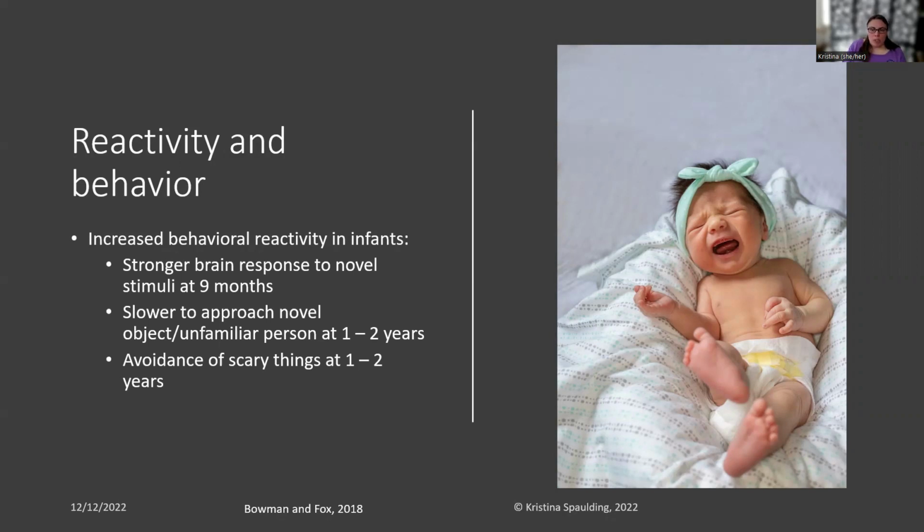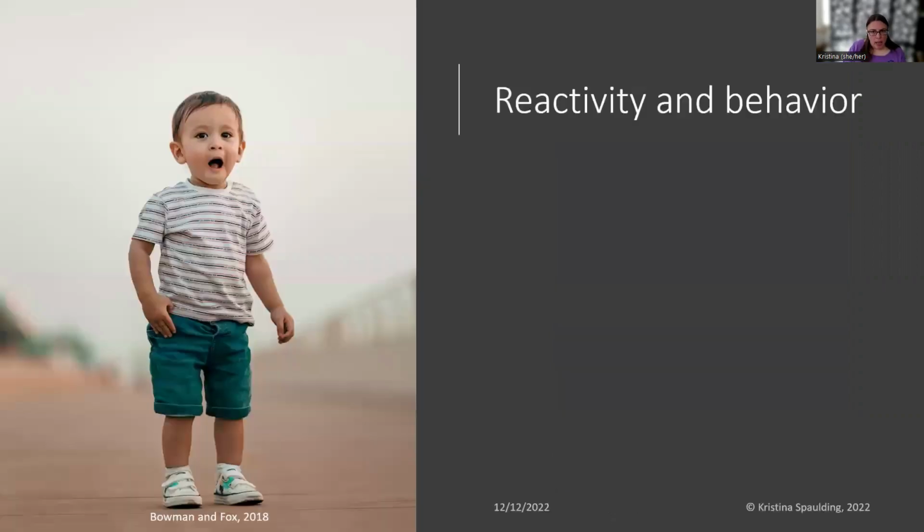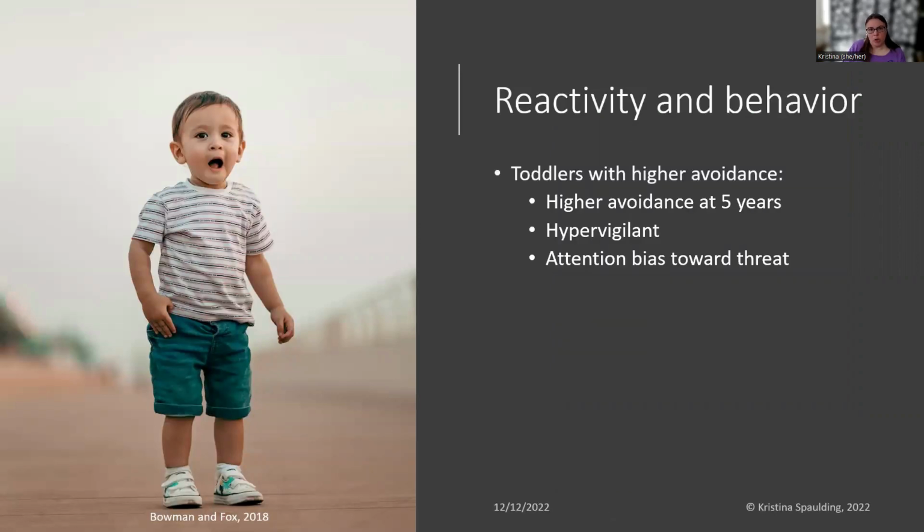Also, toddlers that had higher avoidance showed higher avoidance at 5 years of age. So if they were, I don't know exactly how they define toddlers, but somewhere between probably 1 and 2, if they had high avoidance at 1 and 2 years of age, they were also more likely to have higher avoidance at 5 years of age.